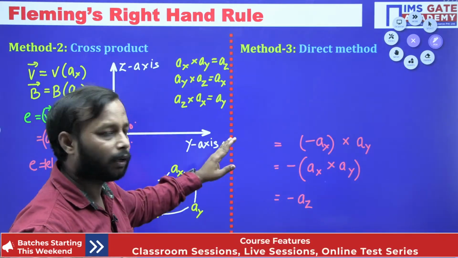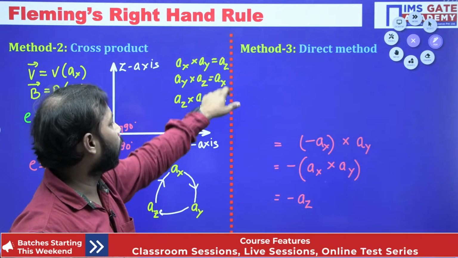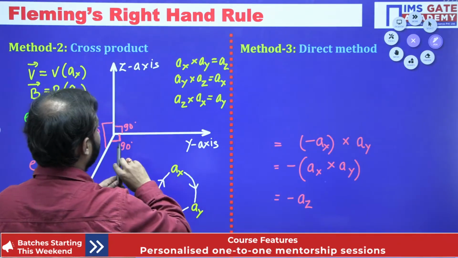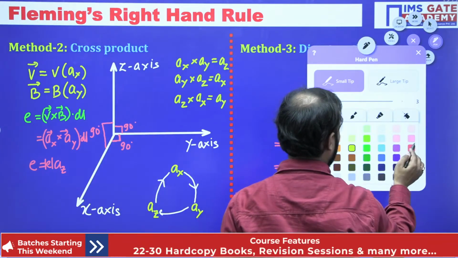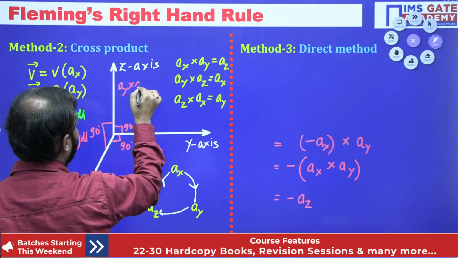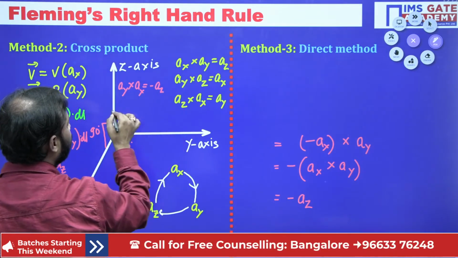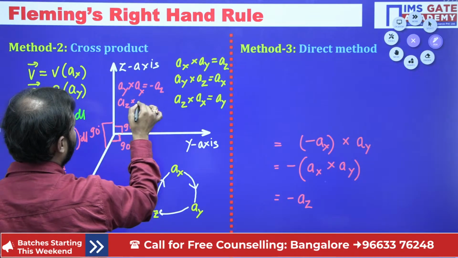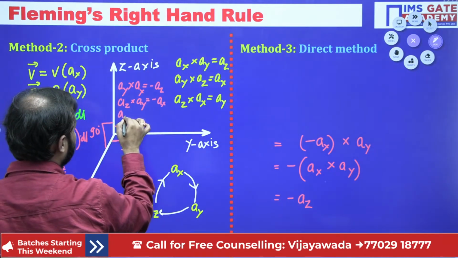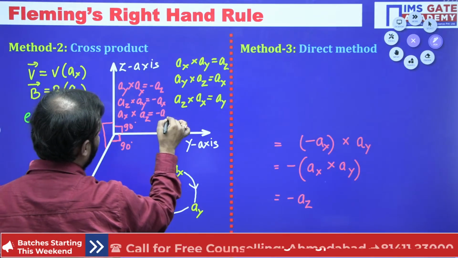This is for the positive, and if you interchange these two, you will have the opposite direction. Say, AX into AY is AZ, then AY into AX will give you minus AZ. Similarly, AZ into AY gives you minus AX, and AX into AZ will give you minus AY.